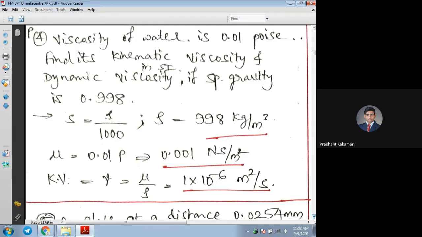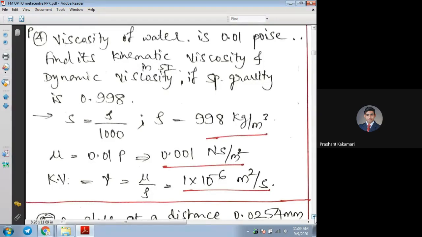So I can write it as S equal to density of the given fluid to the standard fluid. If I go by that, the given fluid is nothing but water only. But here, the value of specific gravity is given as 0.998. So as per these values, how much will the mass density be? As per the given specific gravity with respect to the required fluid, that is 998 kg per meter cube.